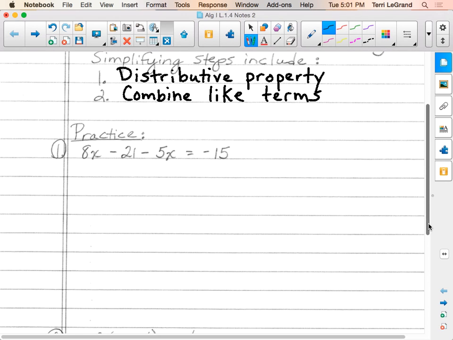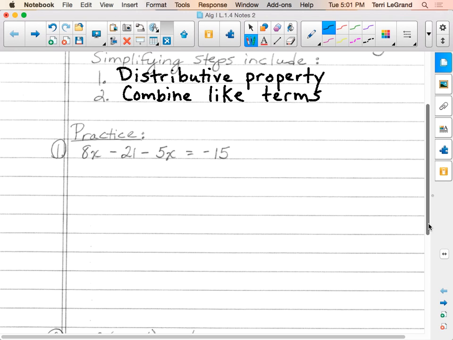We are going to solve 8x minus 21 minus 5x equals negative 15. This one does not have any parentheses in it. We don't have any distributive property to do. But it appears that we have some like terms. We have 8x and that subtraction of a 5x. They're on the same side of the equation. So we're going to combine them first of all. And then we can look at it and say, are we ready to solve it?